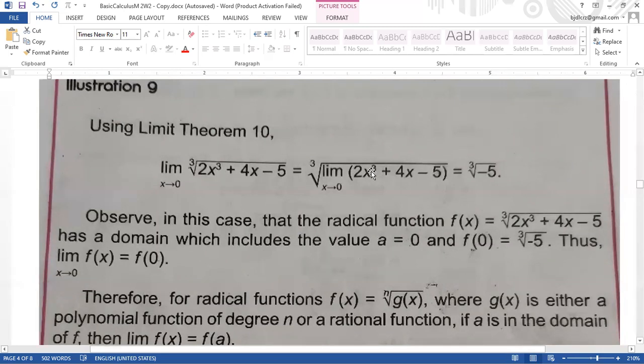How much? 0. Okay, 0. 0 times 2 is 0. Okay, 0. So plus 4 times 0 is 0. Okay, so negative 5. The limit of negative 5, a constant, is negative 5.